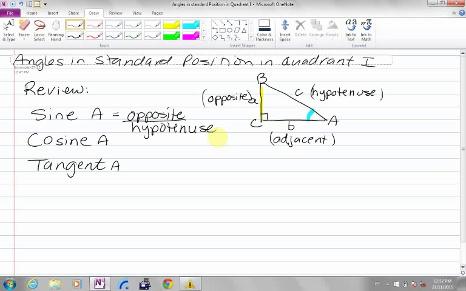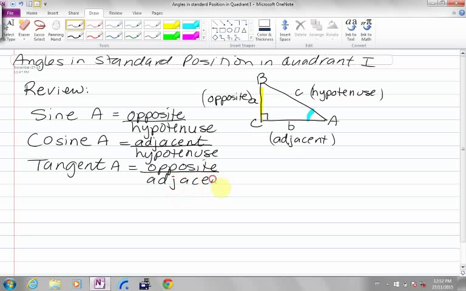What is cosine? Yes? Correct. Adjacent over hypotenuse. And finally, tangent. Opposite over adjacent. So that's how we learned the trig ratios last year. We learned them in terms of a right triangle.